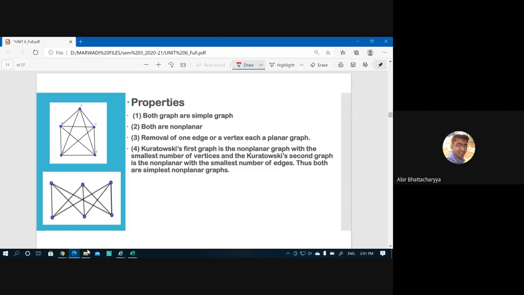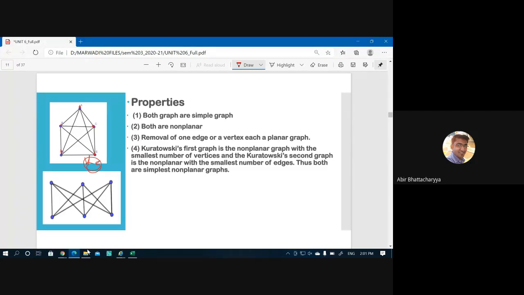So it is a difficult task to make a planar graph by embedding. You have to embed the graph whenever we are removing one edge or one vertex from any K5 or K33. Okay. So Kuratowski's first graph is the non-planar graph with the smallest number of vertices, like K5 is having 5 vertices. So 5 vertices is the smallest number of vertices for a non-planar graph.